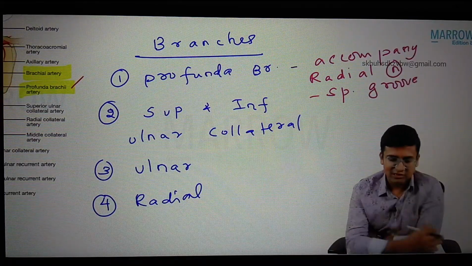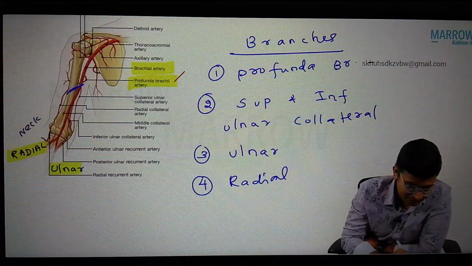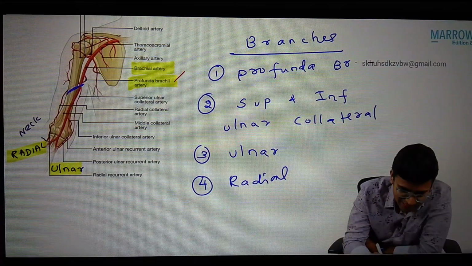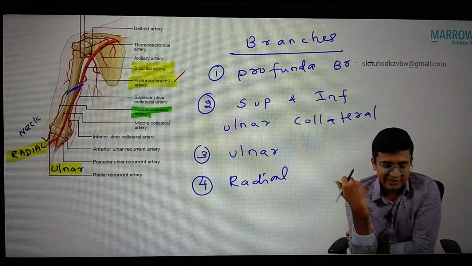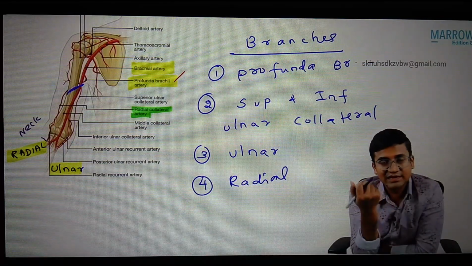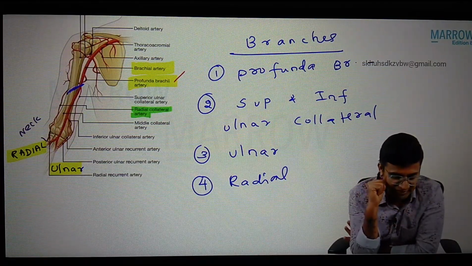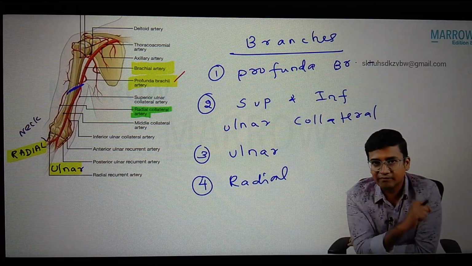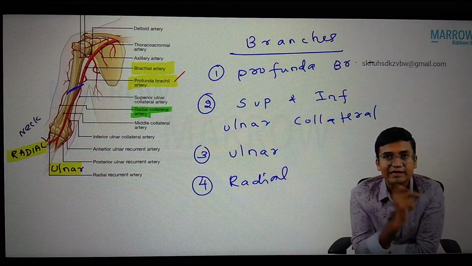Now, the profunda brachii artery is giving radial collateral arteries. See the diagram. The profunda brachii is giving this branch, that is our radial collateral artery. Sometimes the examiner wants to give a tough question. In the NEET exam you may get: radial collateral artery is not the direct branch of brachial artery. Radial collateral arteries are the branches from profunda brachii artery.